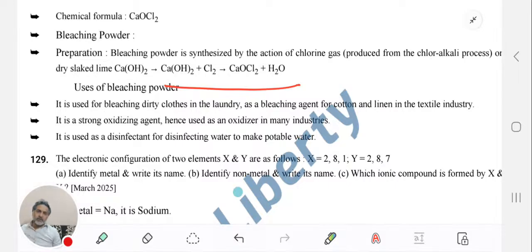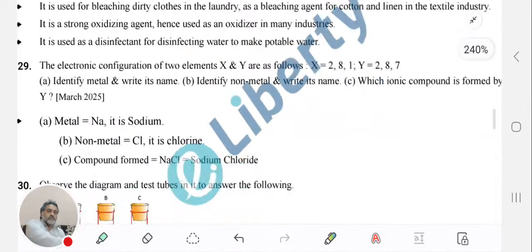Uses of bleaching powder. It is used for bleaching dirty clothes in the laundry, as a bleaching agent for cotton and linen in the textile industry. It is a strong oxidizing agent, hence used as an oxidizer in many industries. It is used as a disinfectant for disinfecting water to make potable water.